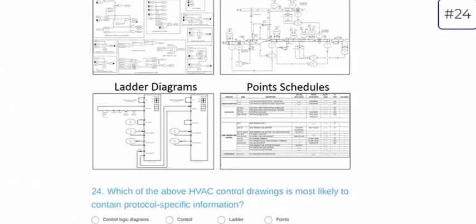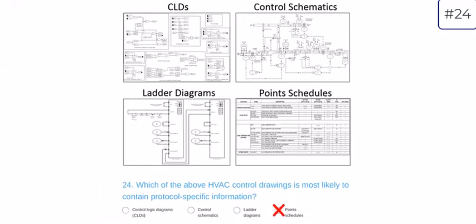Other than that, we should be able to understand the rest of the control of the system from these control logic diagrams or the schematics or the ladder diagrams where things are hooked up to the motor control center. None of those should contain protocol specific information.